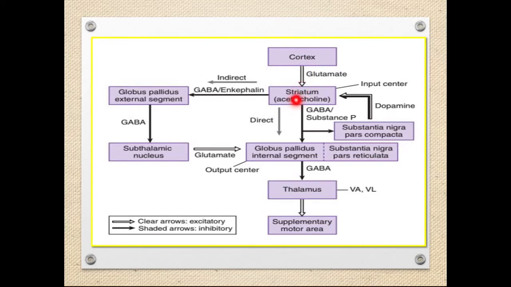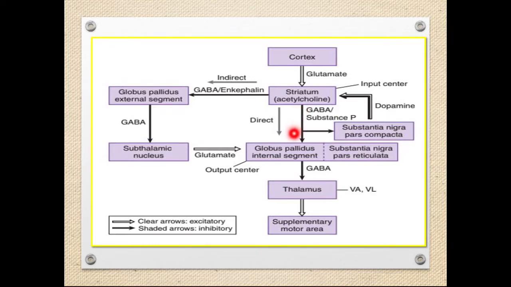So what will the glutamate do? It will stimulate the neurons present within the striatum. They will get stimulated. Now what will these neurons release? They are releasing GABA, inhibitory neurotransmitter. We stimulate the cortex, which in turn releases glutamate neurotransmitter. Glutamate makes the neurons of the striatum get stimulated. Now they will release the neurotransmitter, and that neurotransmitter is GABA.